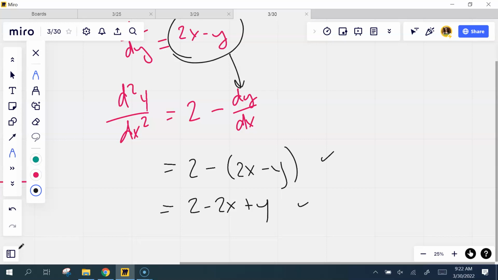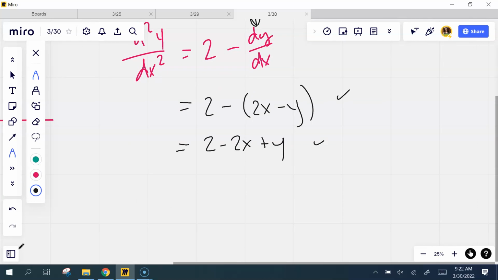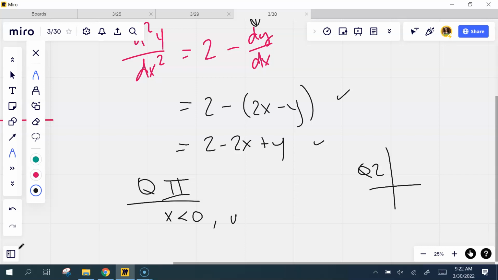So then it asked you about concavity, but concavity in quadrant 2. So here's my reasoning. Where is quadrant 2? That's negative, positive. So in quadrant 2, x is always negative, right? Because this is Q2. And y is always positive. Agree or disagree?